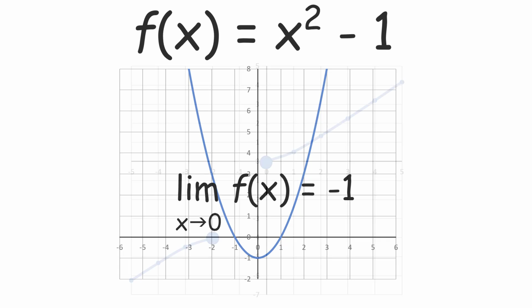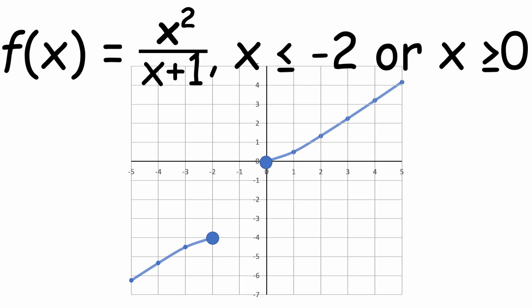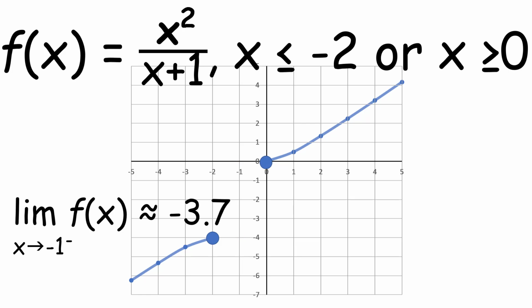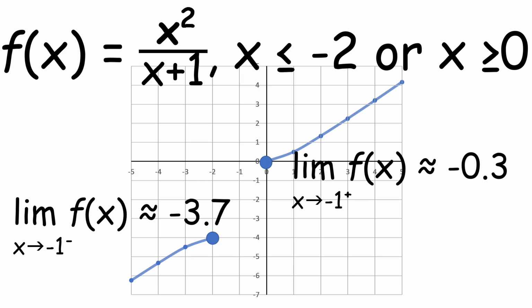Let's look at a more complex example. Here, the function is non-continuous and it's not defined for an x value of negative 1. Now from the negative side, as x approaches negative 1, the function gets closer to approximately negative 3.7. So that's our negative limit. From the positive side, as x approaches negative 1, the function gets closer to approximately negative 0.3. So that's our positive limit.